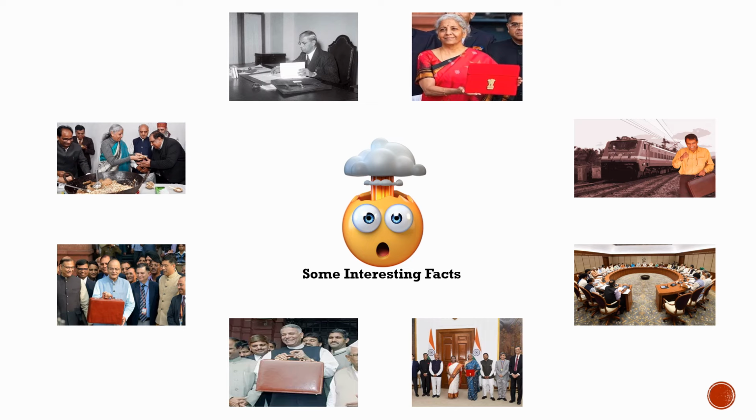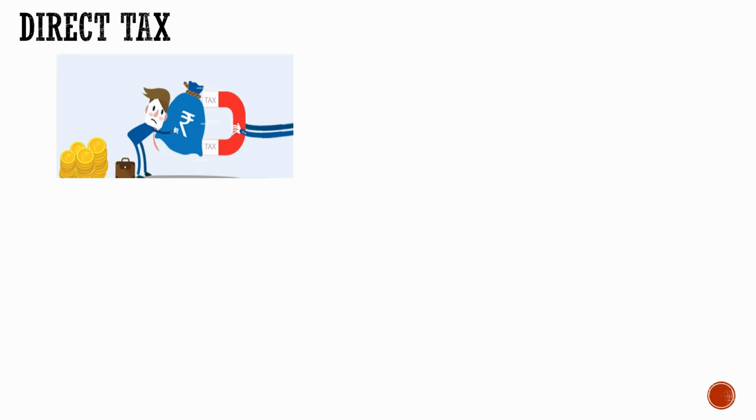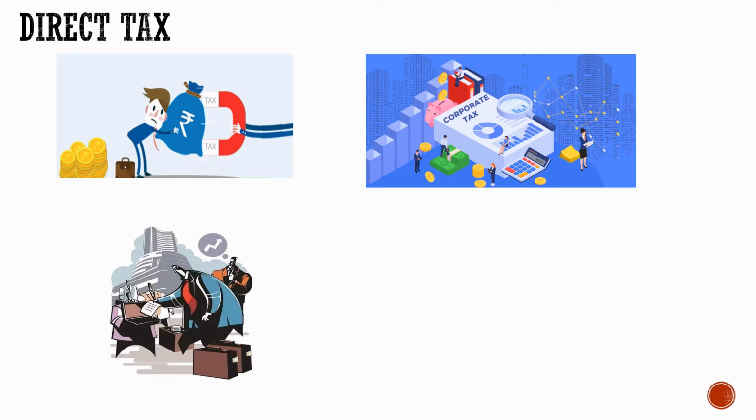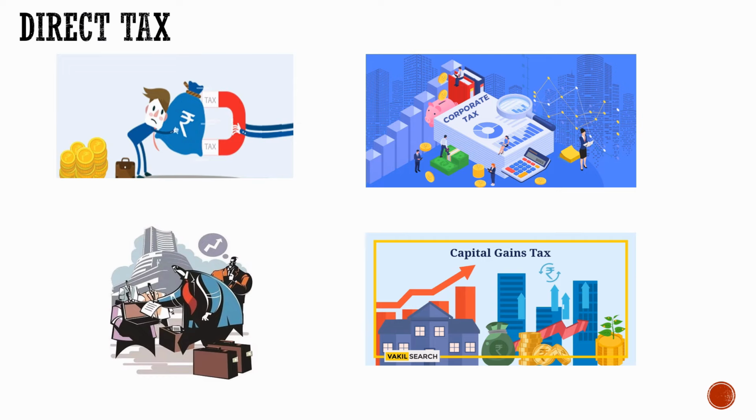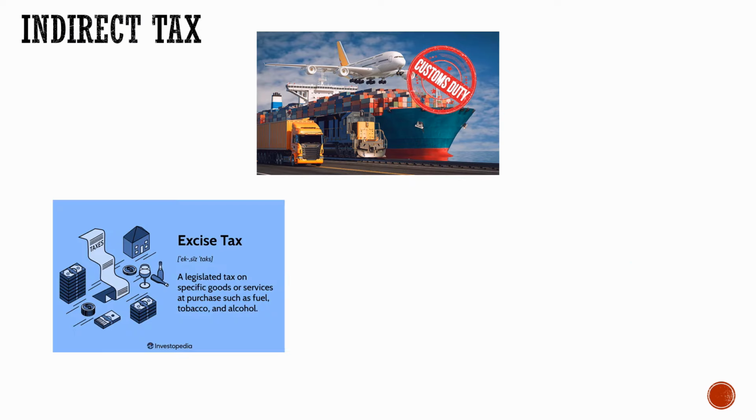The budget is divided into two parts. One is revenue and the other one is capital. Now, revenue is divided into two parts. One is receipt and expenditure. The receipt is further divided into tax and non-tax. Under tax, there are two types. Direct tax, such as income tax, corporate tax, security transaction tax, and capital gains tax. Under indirect tax, we have custom duty, excise tax, and service tax.